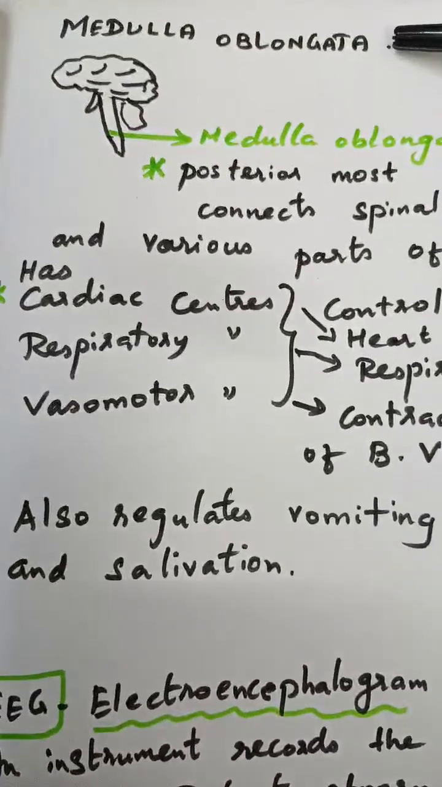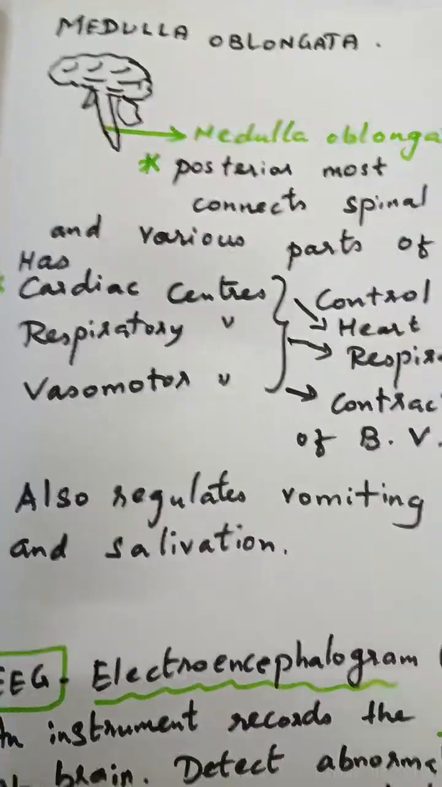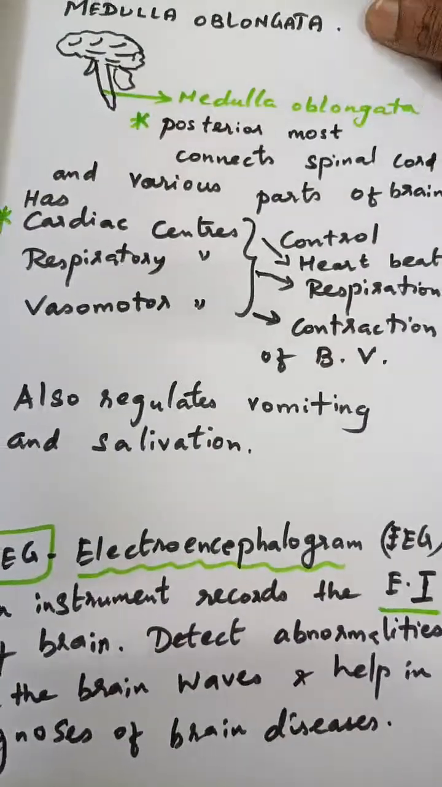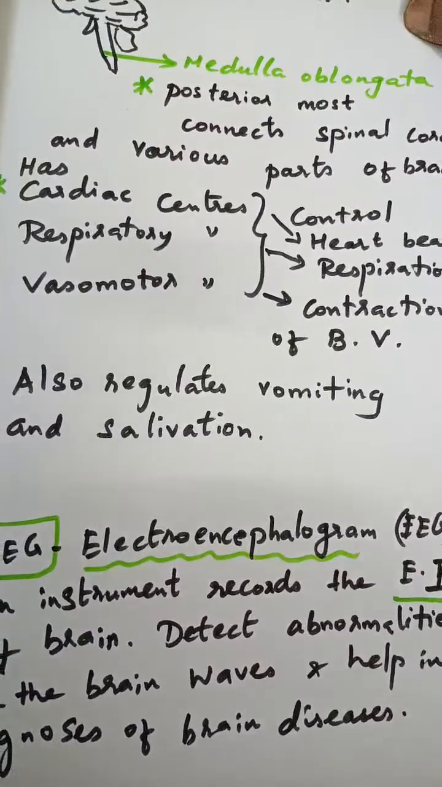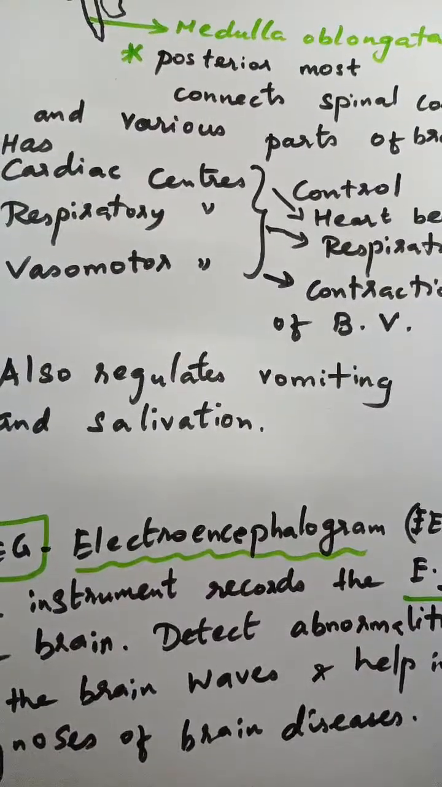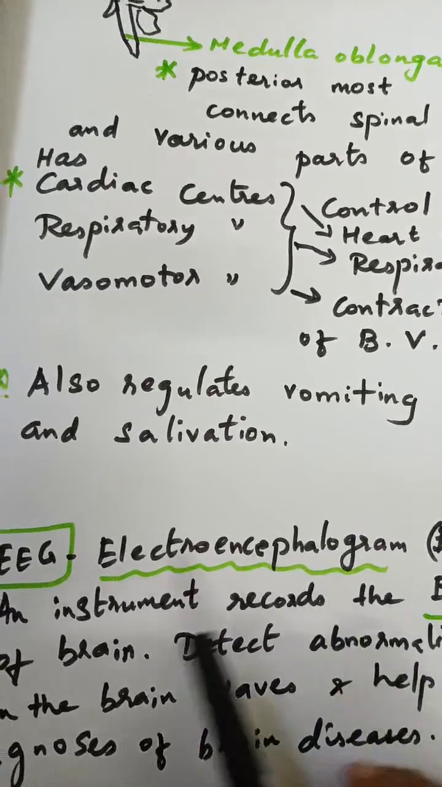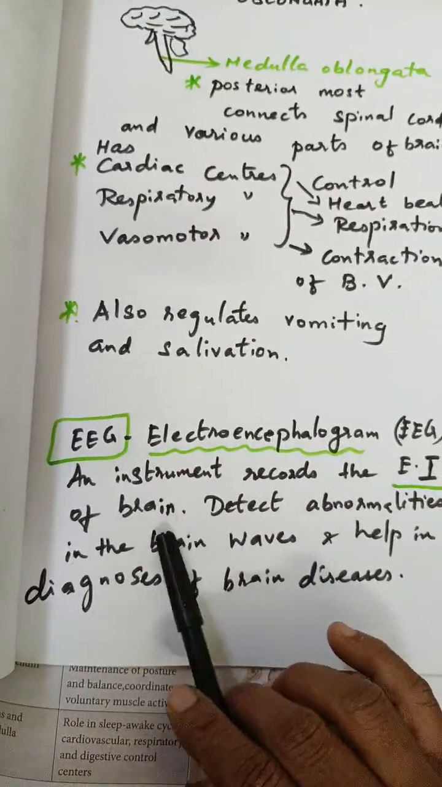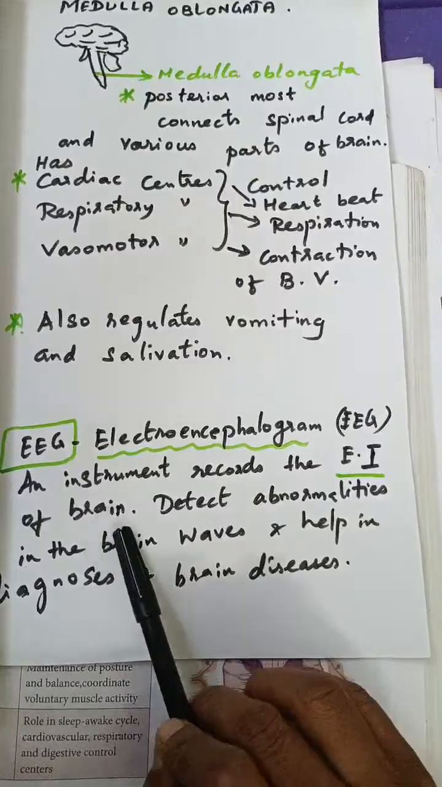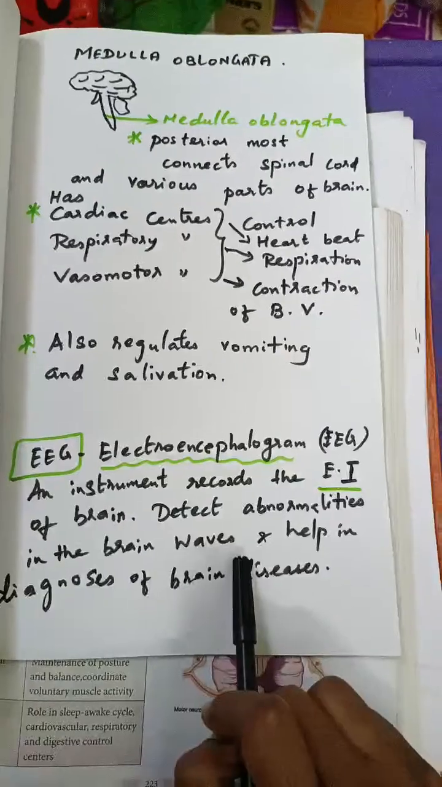So this is about the medulla oblongata structure, position, and its function. Next we are going to see what EEG is. Have you heard about this? EEG is electroencephalogram. What will it do? It records the electric impulses of the brain. It is an instrument used in hospitals to record the electric impulses of the brain, and it detects abnormalities of the brain waves.